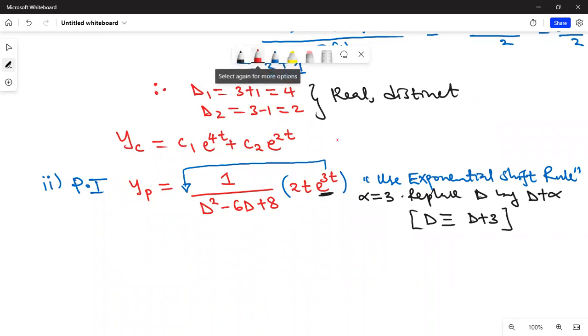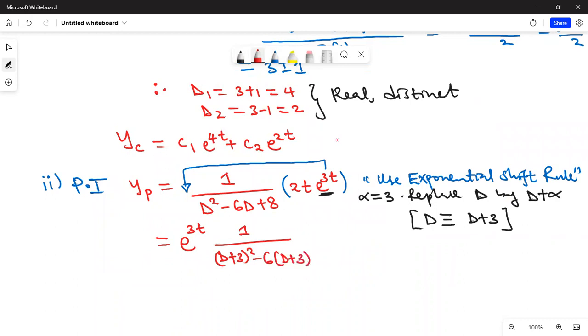So that this can now be written as exponential 3t times 1 over d plus 3 squared minus 6 into d plus 3 plus 8. This should operate on 2t. Now we remain with the 2t because we have shifted the exponential function.